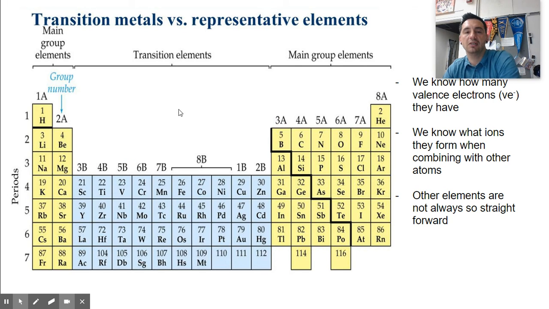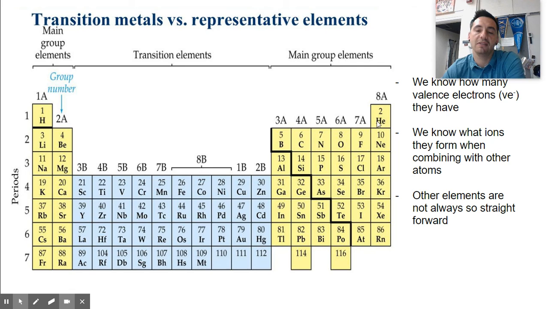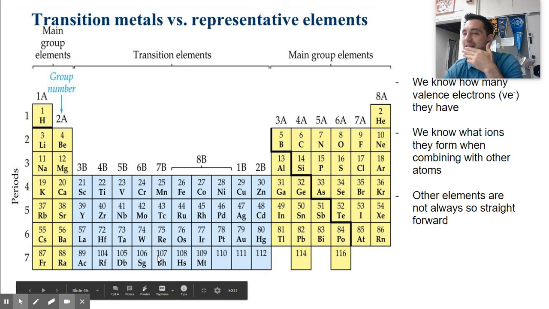So one thing to just point out here is that often we call groups 1, 2, and then we skip all the way to 13, 14, 15, 16, 17, 18. We call those the main group elements or the representative elements. So groups 1, 2, 13 through 18, we call those, again, the representative elements or the main group elements. Those are the ones that we mostly talk about when we talk about the octet rule.